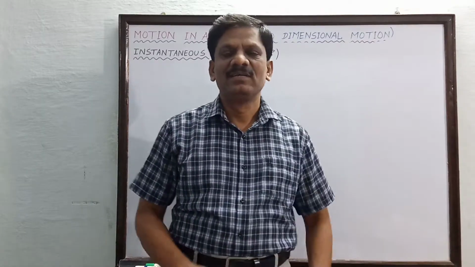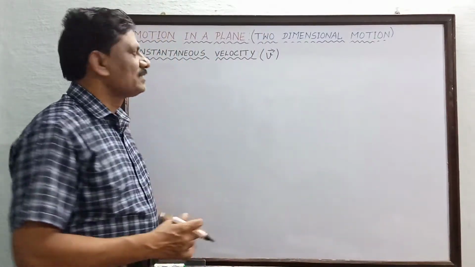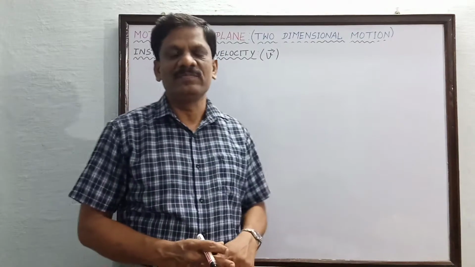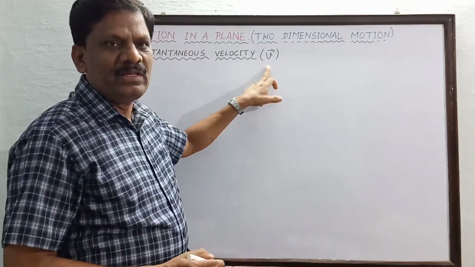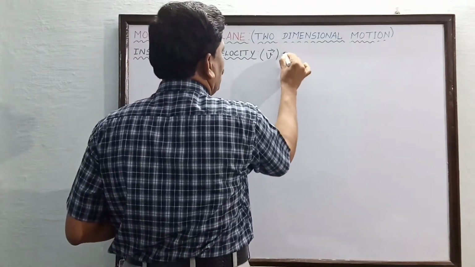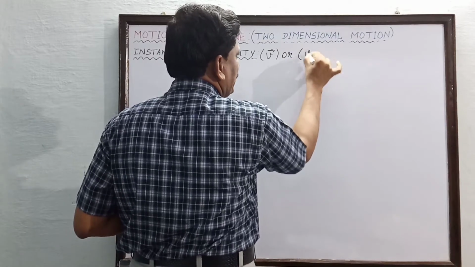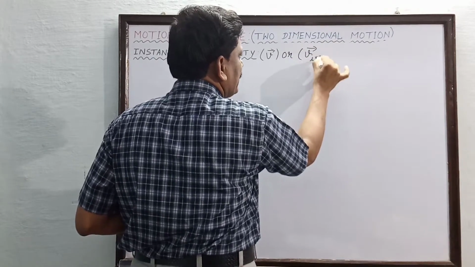Hi students, now we are going to discuss instantaneous velocity. So this is simply v vector, or in some books it is given the symbol v instantaneous.